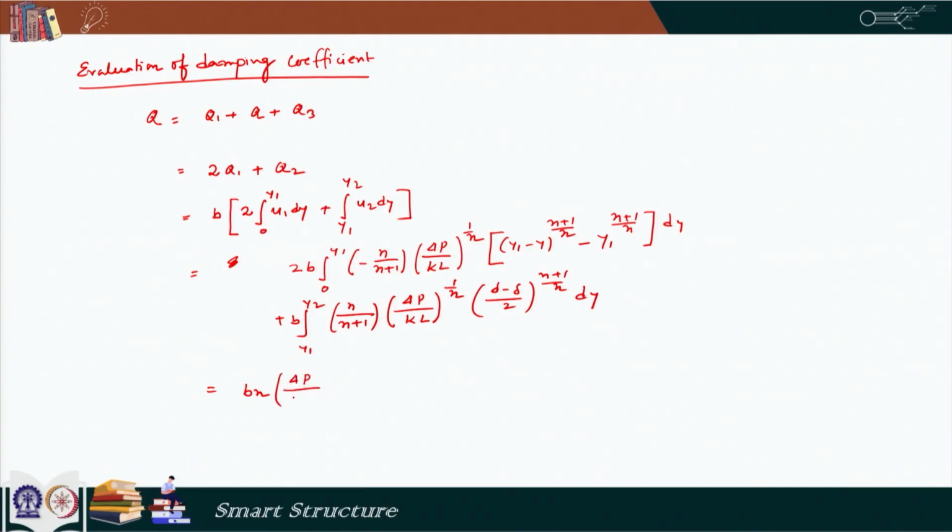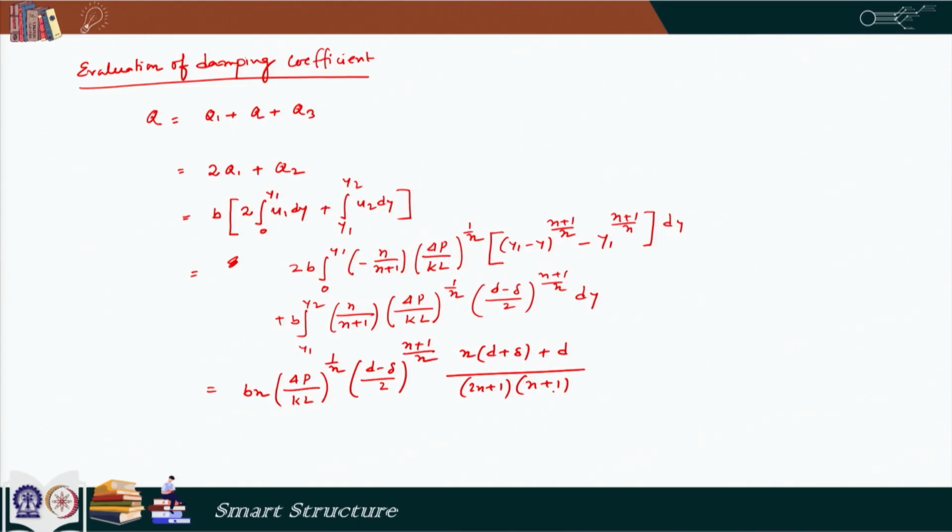B n multiplied by delta P by K L to the power 1 by n multiplied by d minus delta to the power n plus 1 by n multiplied by n into d plus delta plus d divided by 2 n plus 1 by n plus 1. So, this is our total flow rate Q.